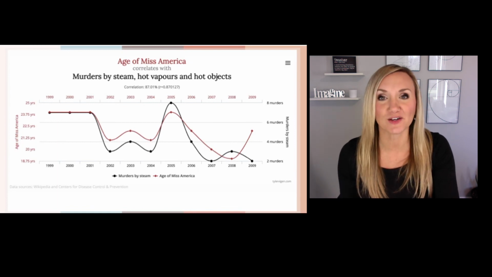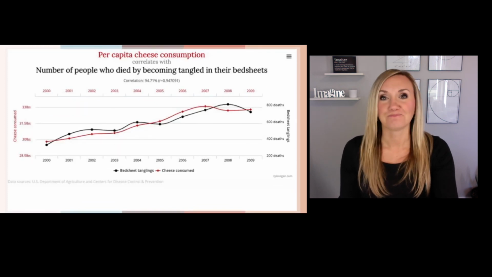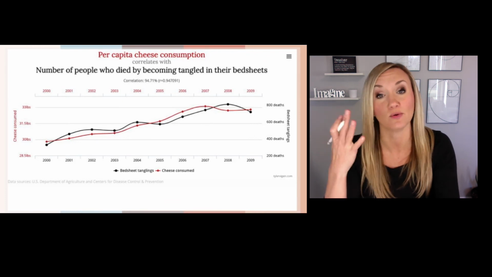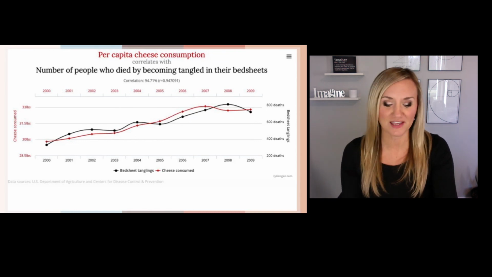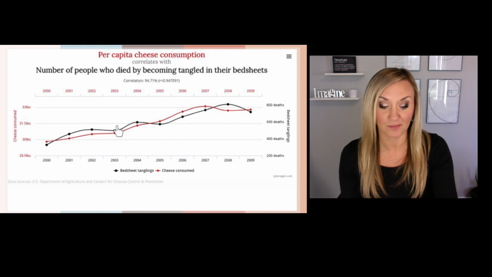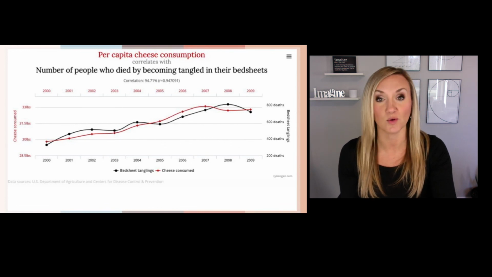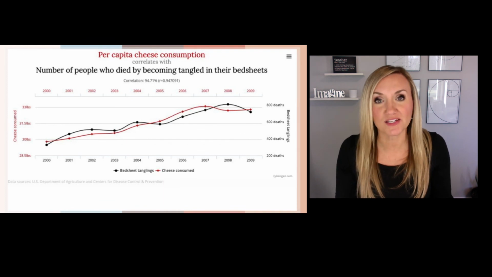So let's just take a look at one more weird graph. Per capita cheese consumption, how much cheese you eat, correlates with the number of people who died by becoming tangled in their bed sheets. I do not make this up, people. But this is so wild to think about, right? So clearly there is a correlation happening, but we know the more cheese you eat does not cause you to die tangled in your bed sheets. Definitely not.